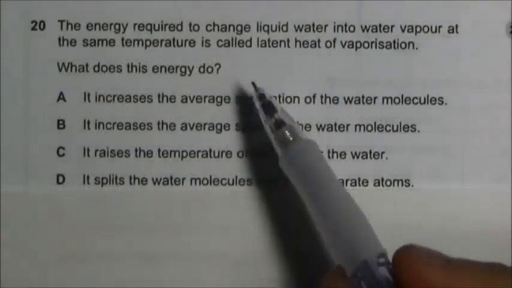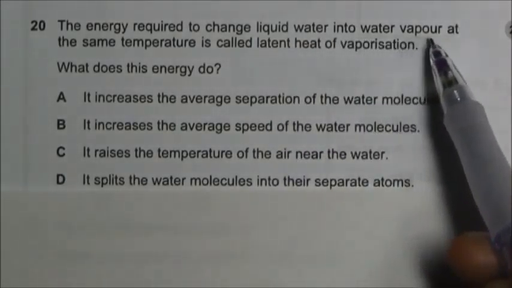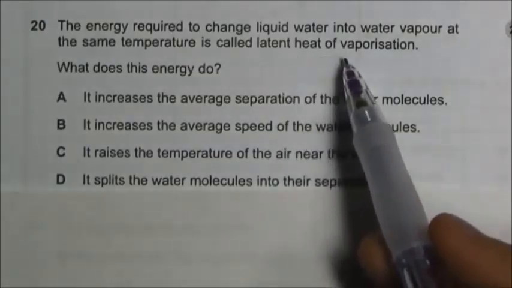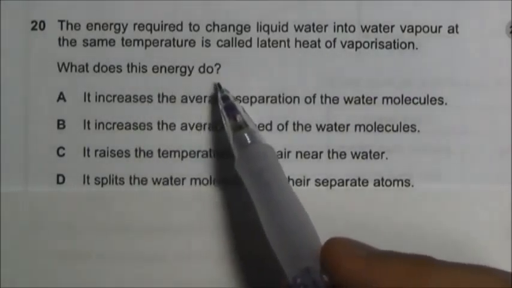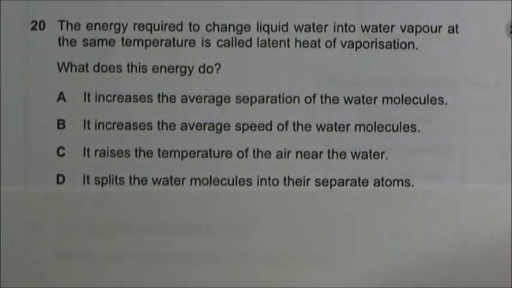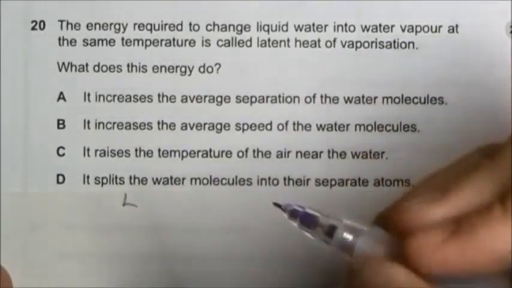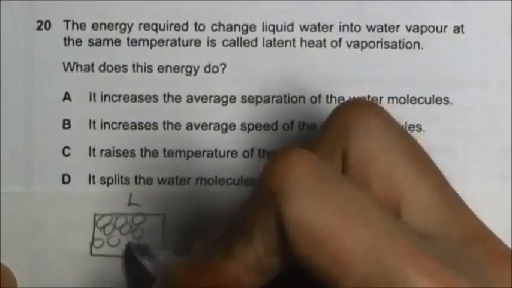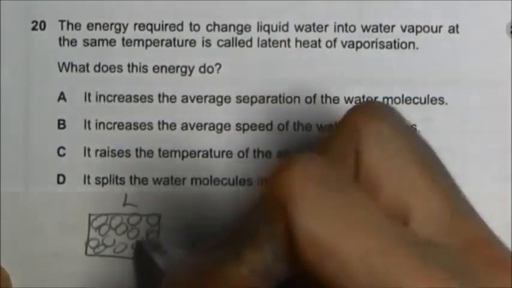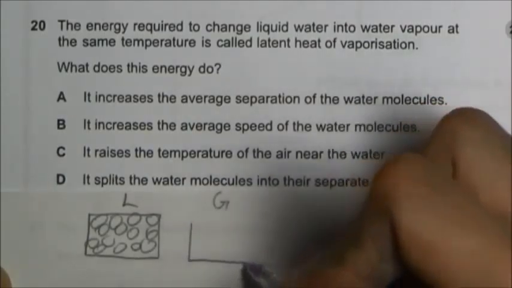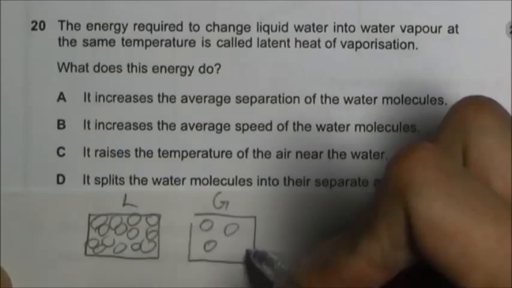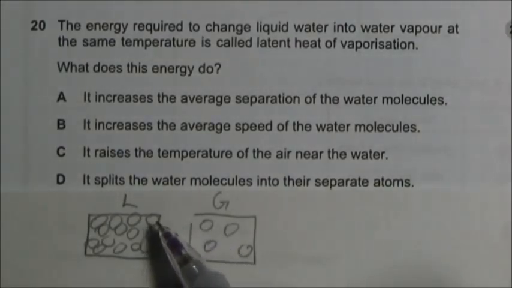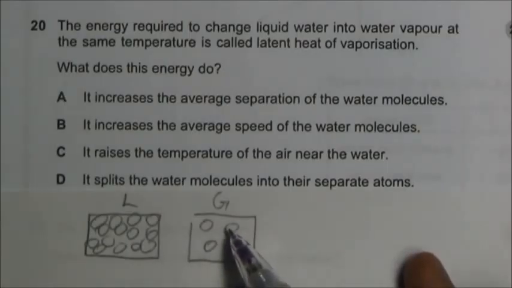The energy required to change liquid water into water vapor at the same temperature is called latent heat of vaporization. So what does this energy do? We have to look at the molecular arrangement in liquid water and in gaseous water. So in its liquid state, the molecules look something like this, close together in a random order. And in gaseous state, the molecules are far apart. So the difference between the liquid state and the gaseous state is that the separation is larger.